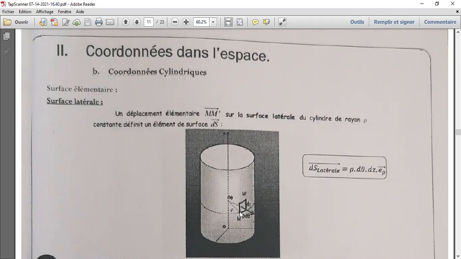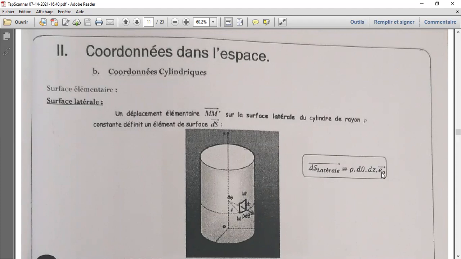It's always constant, and the only movement which I'm allowed to move is the movement of changing the angle, which is d theta, where the rho is constant, and the movement of changing the dz. So for me to calculate the surface is rho times d theta times what? Dz. That's how I'll calculate.